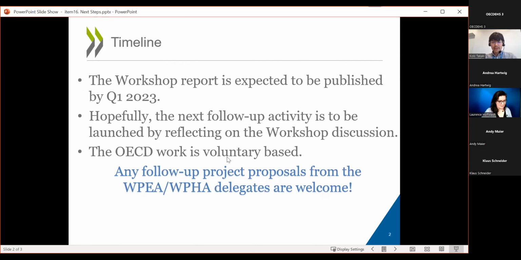And so the timeline is that the workshop report is expected to be published by Q1 2023. That was my ambition, and I would appreciate it if all the presenters and panelists could do a review of the draft documents, to be prepared maybe by the end of this year. And hopefully the next follow-up activity will be launched, reflecting the workshop discussions, after the publication of the workshop report. And please note that the OECD work is voluntary based. So any follow-up project proposal from the Working Party delegates is really welcome.